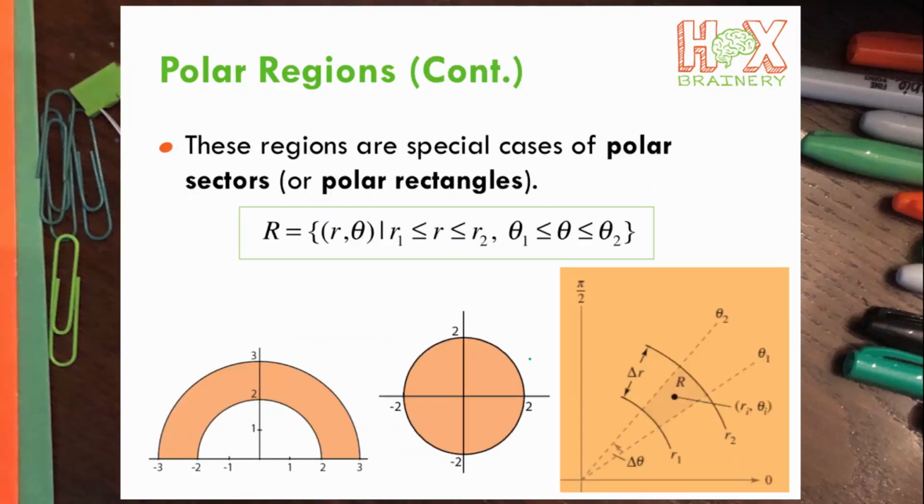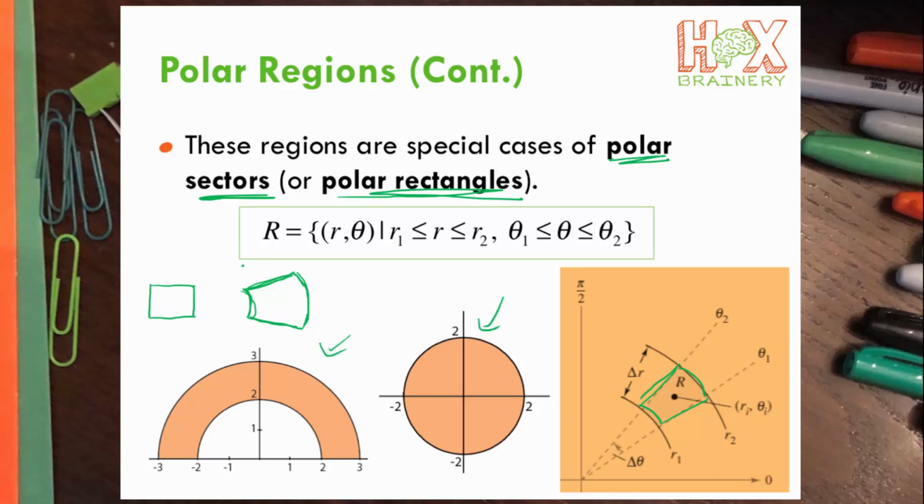All right, so polar regions. These regions are basically special cases of polar sectors, or some textbooks call them polar rectangles. So a regular rectangle looks like this. A polar rectangle is this shape over here. I'm going to copy it over on the side, and I'm going to exaggerate it a little bit. Two of the ends are arced, like this. These two are straight, but one end is larger than the other. So that is a polar rectangle or a polar sector. These regions are special cases of those.